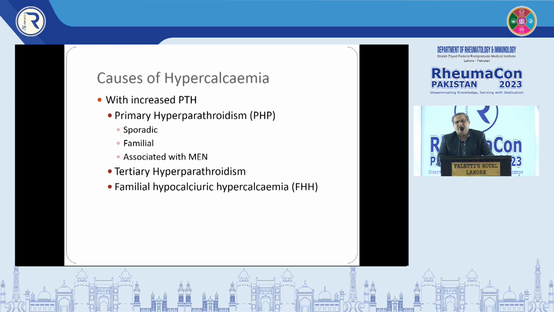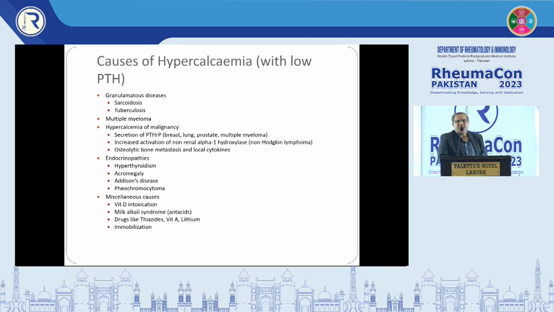So these are the causes of hypercalcemia with increased parathyroid hormone level: primary hyperparathyroidism, which may be sporadic, familial, or associated with MEN, tertiary hyperparathyroidism, and familial hypocalciuric hypercalcemia. The causes of hypercalcemia with low PTH include granulomatous diseases, for example sarcoidosis, tuberculosis, multiple myeloma, and hypercalcemia of malignancy. In malignancy, it may be due to the secretion of PTH-related protein, it may be due to osteolytic bone metastasis, or sometimes there is increased alpha hydroxylation of vitamin D in the malignant cells, for example in lymphoma.